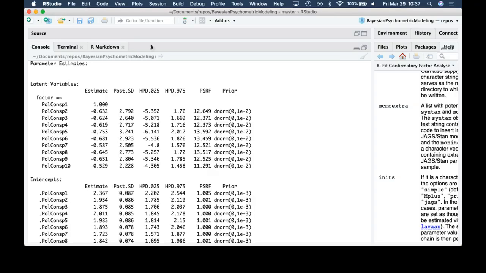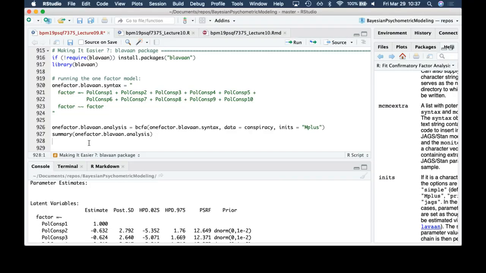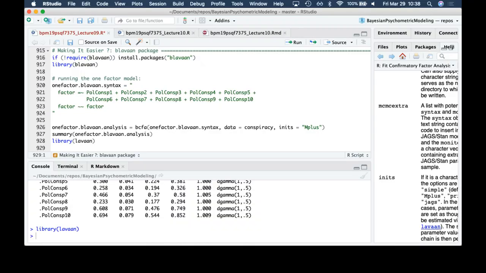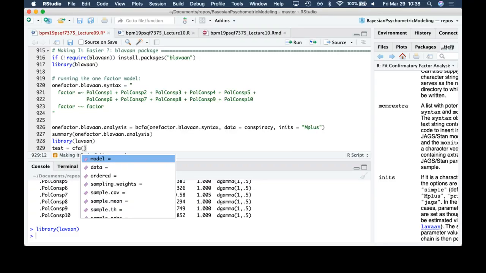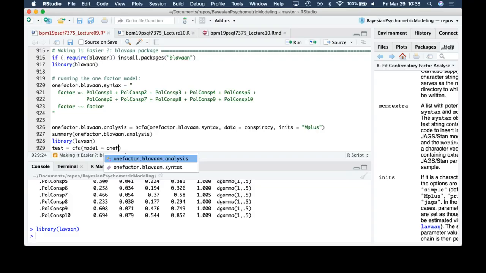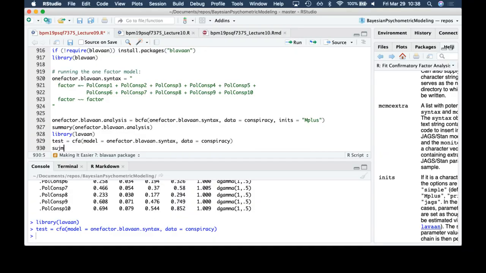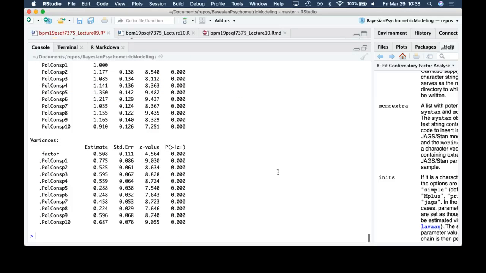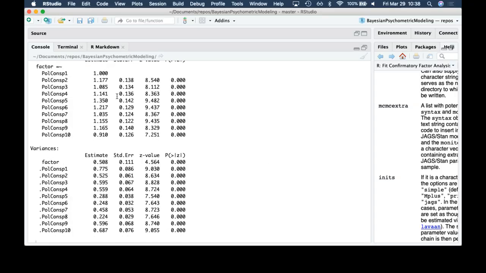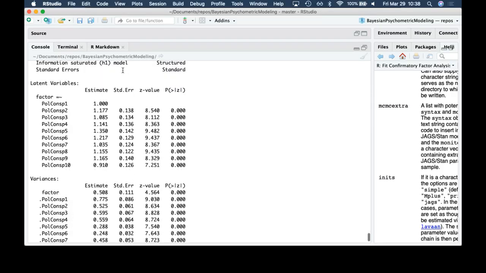And then if I did, let's see this, let's just do the ML version, which, we're in a Bayes class. So lavaan gives me solutions that are in the right direction.